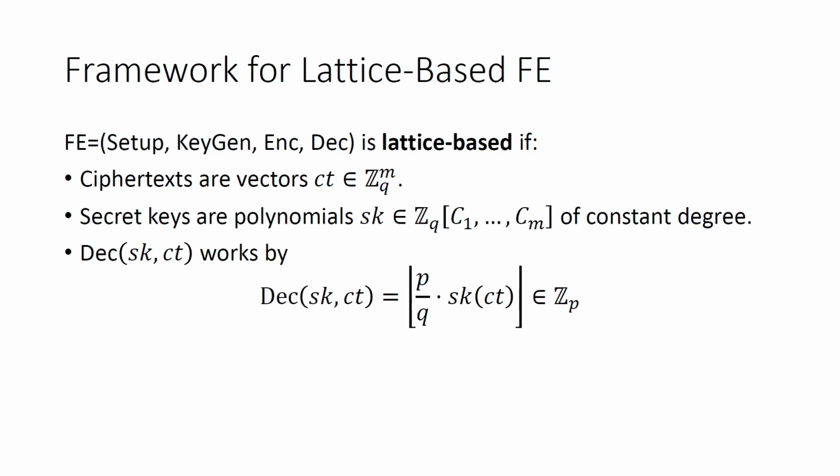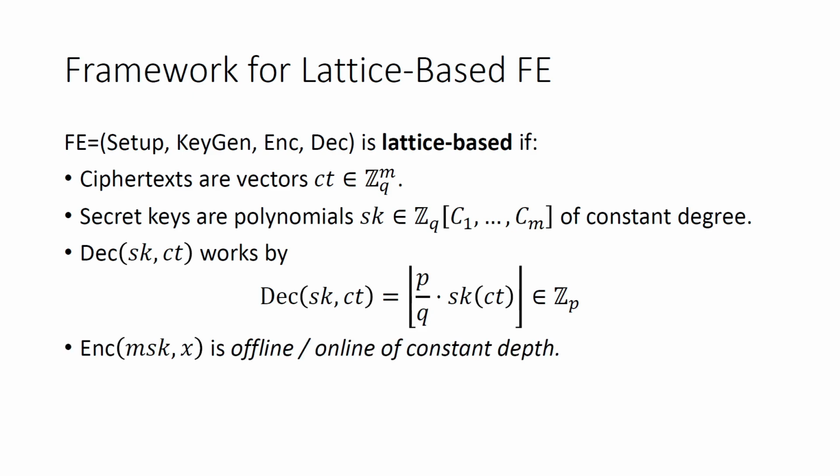It's also really typical. We take a secret key polynomial and evaluate it on a ciphertext. That gives a value modulo Q. We scale down from the Q range to a P range, and then round it to the nearest integer modulo P.